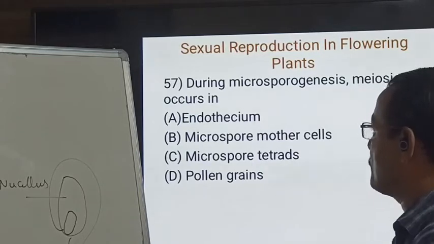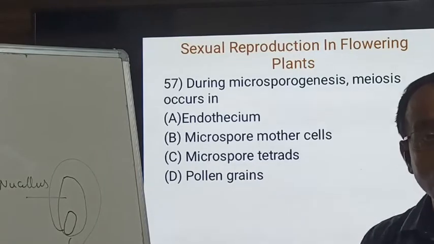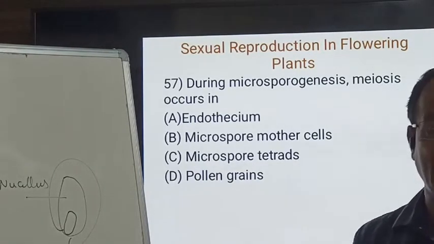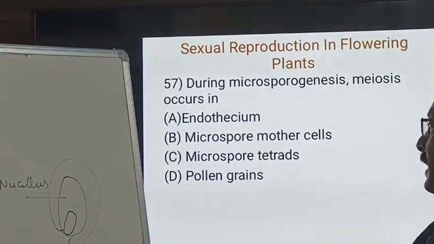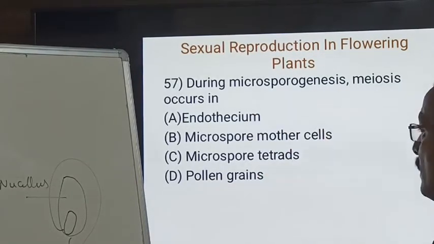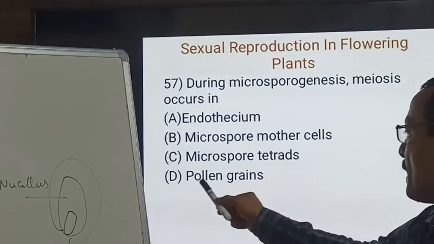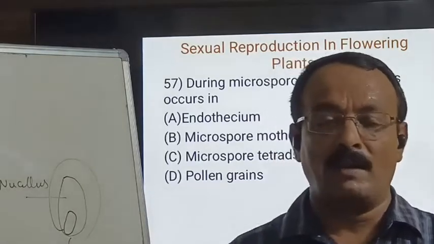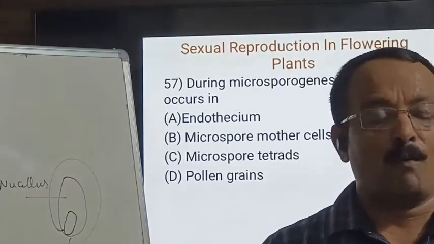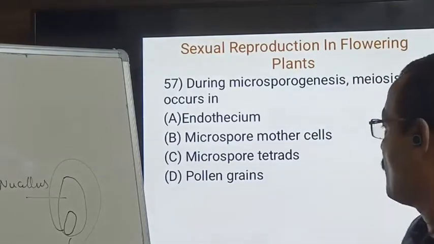During microsporogenesis, that is the process of production of microspores by the meiotic cell division of the microspore mother cell or pollen mother cell, meiosis occurs. So endothecium, microspore mother cell, microspore tetrad, pollen grains. No, the option is B. A single microspore mother cell, which is diploid, undergoes meiotic cell division to produce a microspore tetrad. On dehydration, they become pollen grains. The option is B.